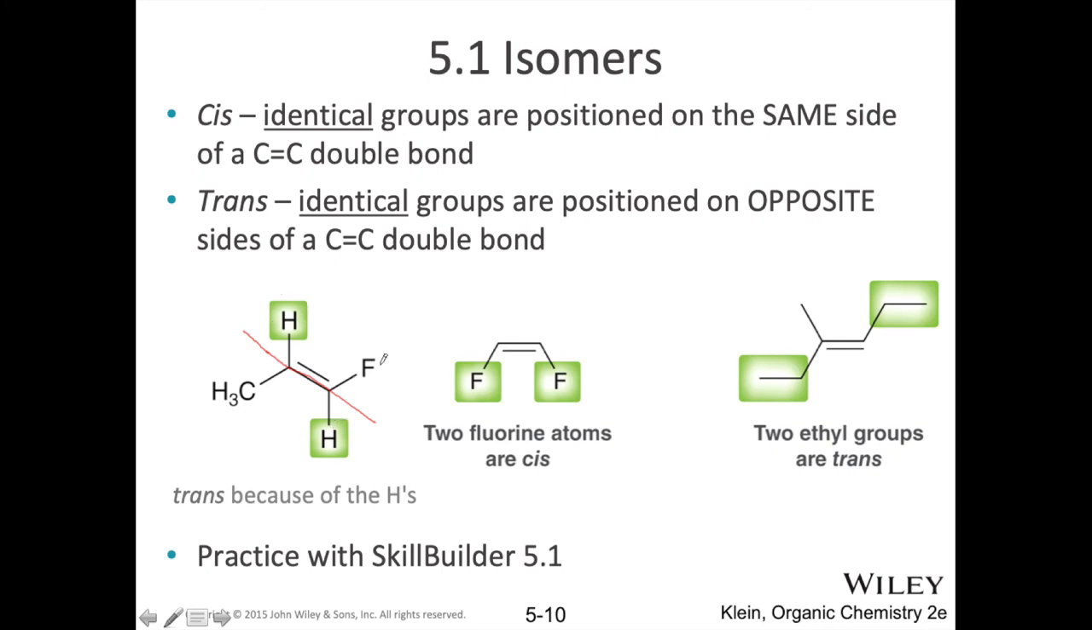Now here we have our two fluorines. Again, if we extend this double bond, both fluorines are on the same side of that border, and that's what makes that cis. Again here, here's our double bond, we extend it that way. Notice that this ethyl group and this ethyl group are on opposite sides of that border, and that's what makes that trans.